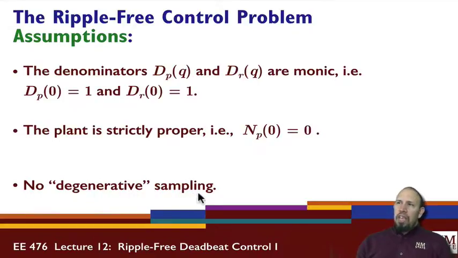No degenerative sampling. We talked a little bit about degenerative sampling earlier when we talked about sampled data. The concept of degenerative sampling is that I'm not choosing a sampling period that's associated with the Nyquist frequency of any of the poles of the system. Okay, and again, it's okay if I actually have aliasing. The important thing is that I do not have something exactly at that Nyquist frequency. Okay, that's the critical thing.